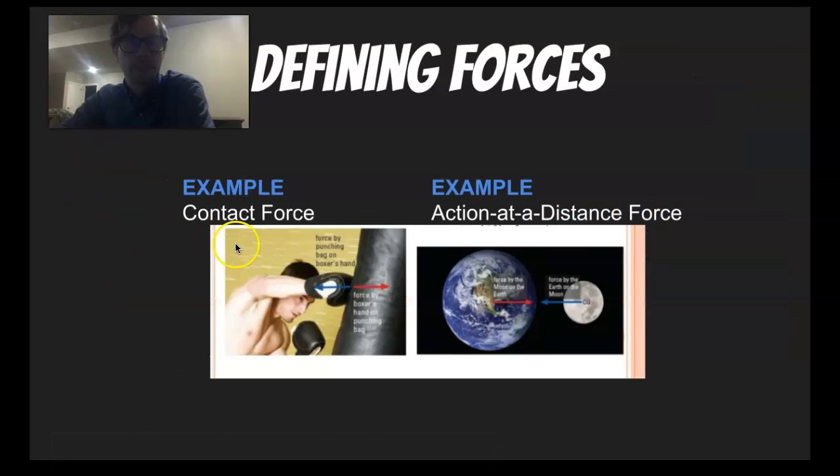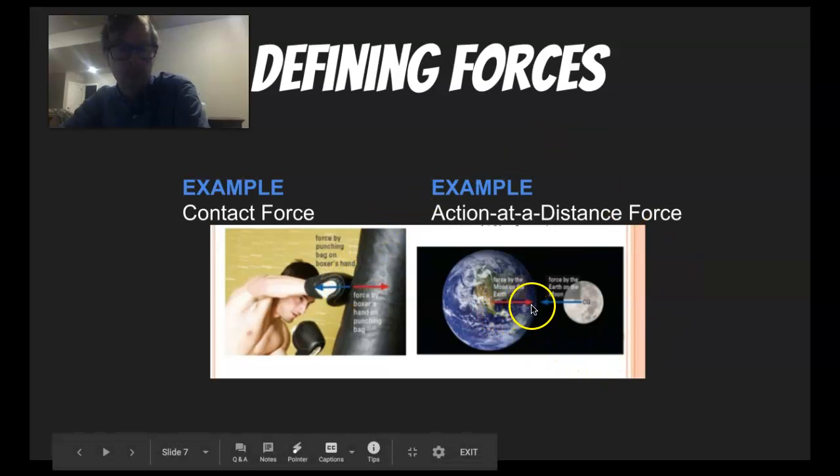Here are some examples. So contact force, right? This boxer is punching this punching bag, and you can see that he is applying a force directly to the punching bag, and the punching bag is also applying a force directly to his hand, which is why he feels that punch. But now an action at a distance force is, for example, gravity, right?